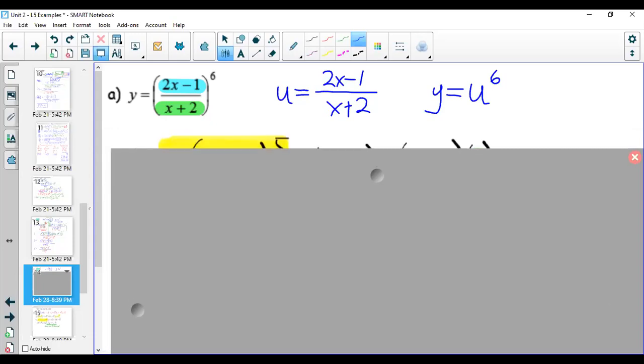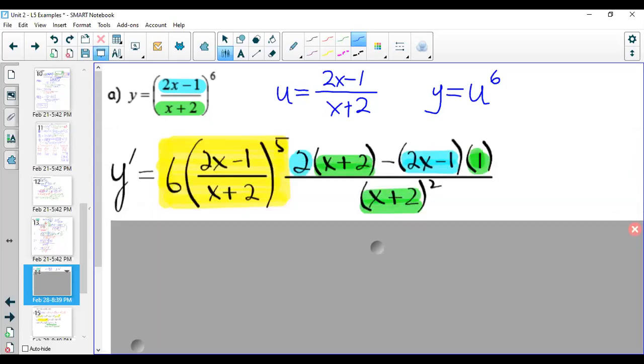So just like before, I'm going to move a little bit more quickly than the last one. I take the derivative of the outer function first. That means bringing down the 6, taking my original rational expression, (2x minus 1) over (x plus 2), and subtracting 1 from the exponent. So that's the derivative of the outside function.